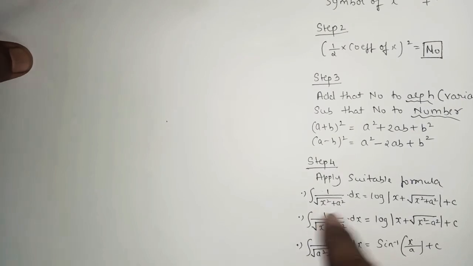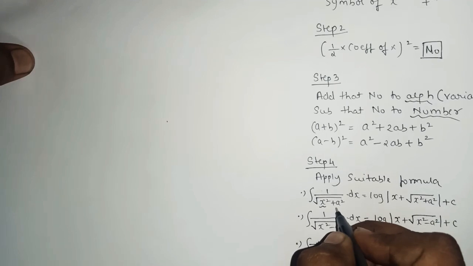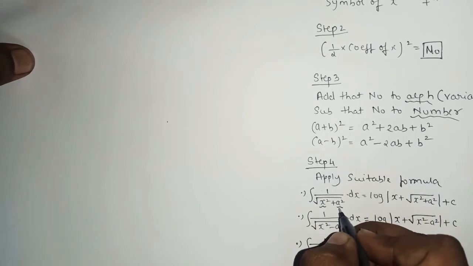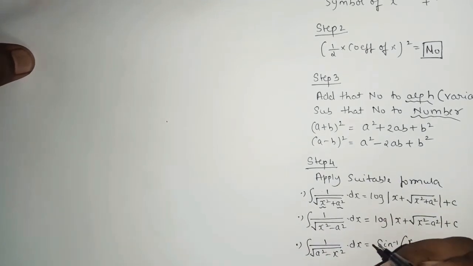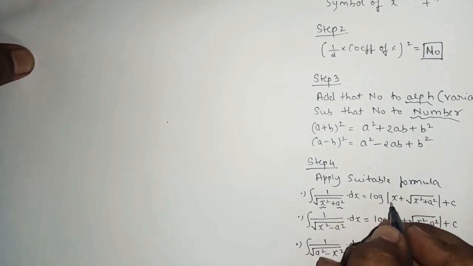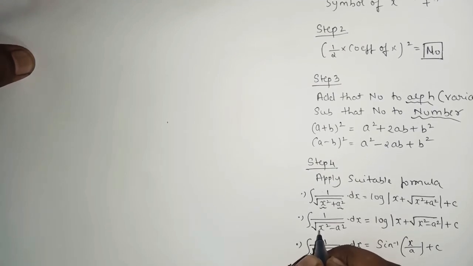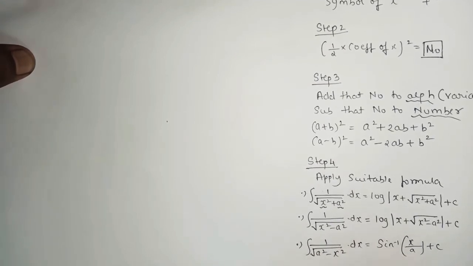The first formula when it will come: when in the first section you have alphabet and in the second section you have number, and the connection between these two is plus, you will apply the first formula. When the connection between alphabet and number is minus, you will apply the second formula.